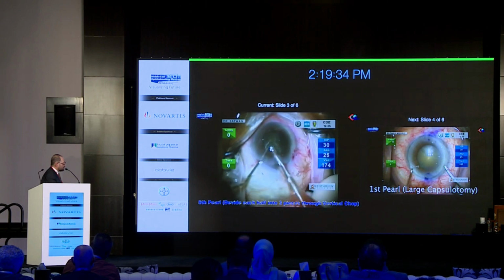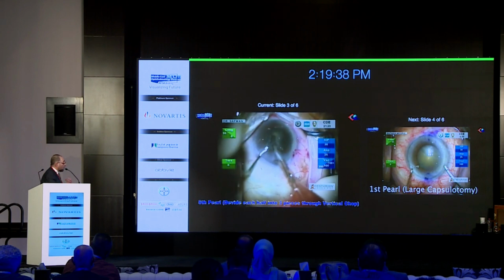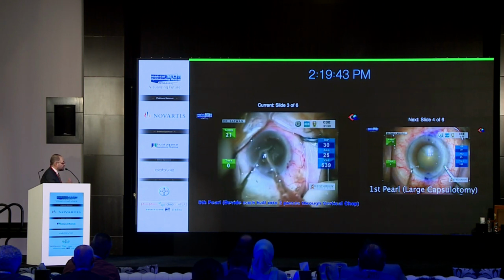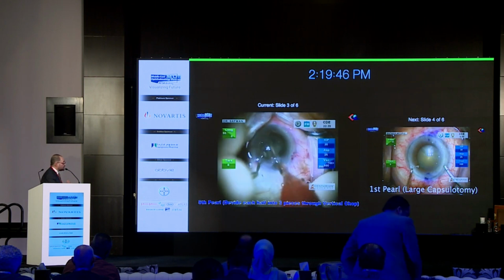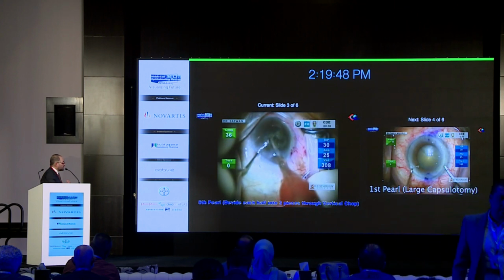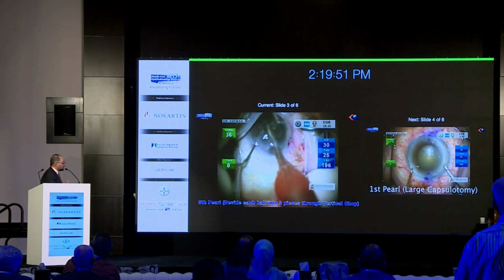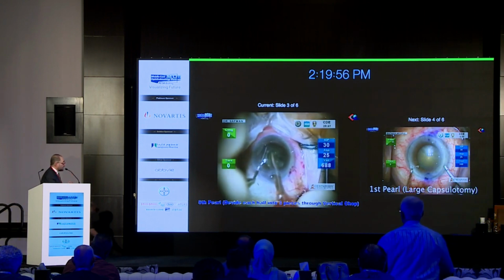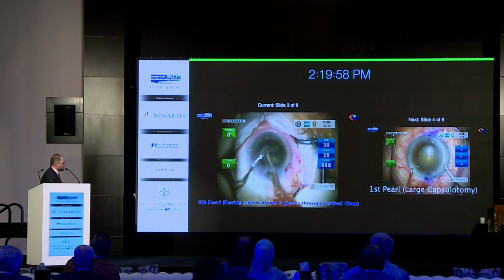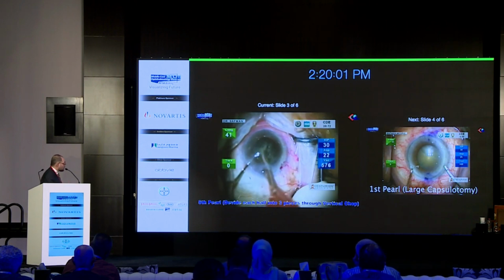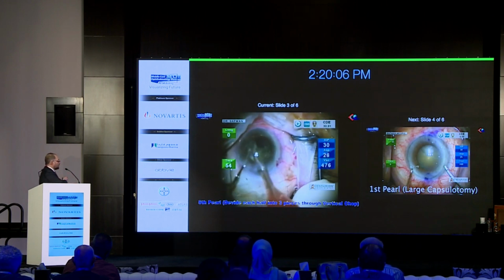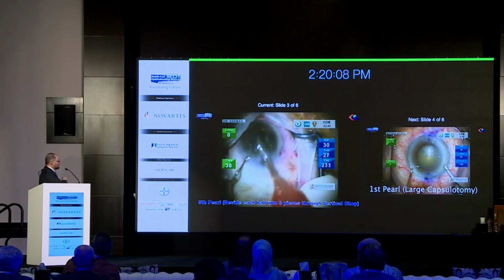I'm using Centurion, so I'm manipulating the foot pedal in a way that I can hold the nucleus in a good way. See, more methyl. At each step I'm putting methyl just to protect the endothelium. Three-piece. Make sure that I'm holding the nucleus. And now I'm on the second half. Three-piece. And now I have 6 pieces, and I will go to the quadrant removal.